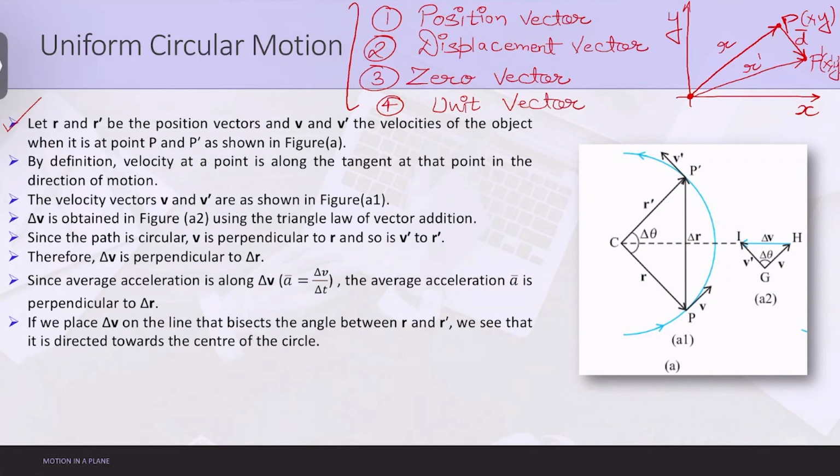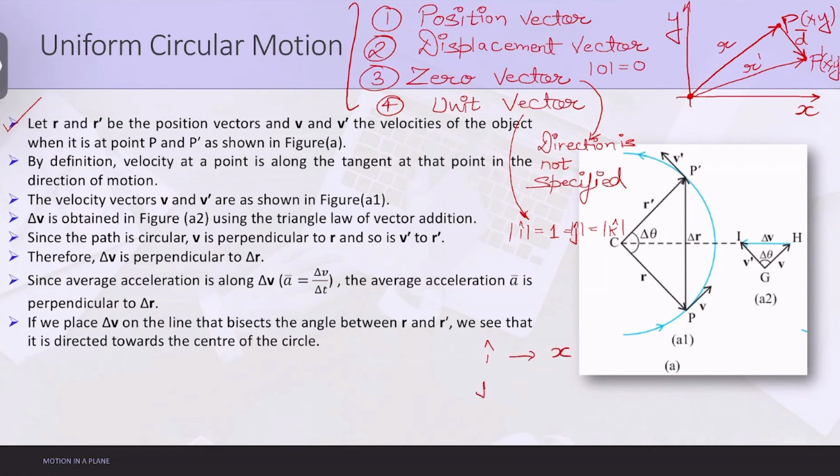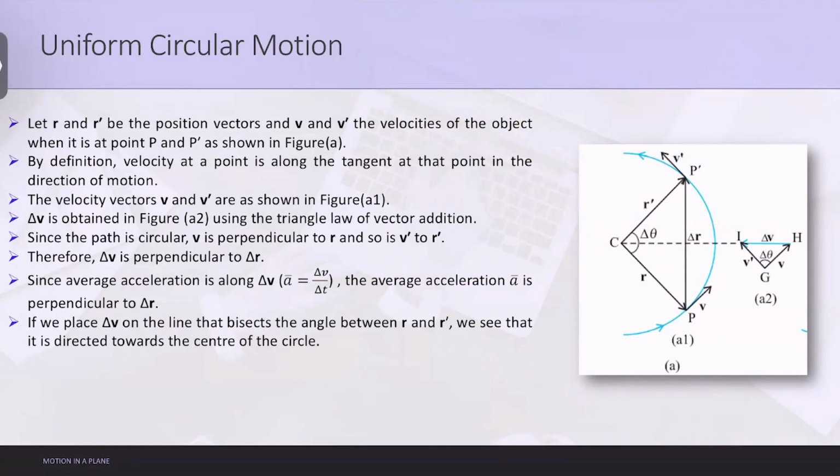What is a zero vector? A zero vector has a magnitude equal to 0. The direction is there, but it is not specified. Next, unit vectors. The magnitude of a unit vector is equal to 1, and the direction depends upon the direction you take. Examples of unit vectors are i cap, j cap, and k cap. So i cap is in the x direction, j cap is in the y direction, and k cap is in the z direction.